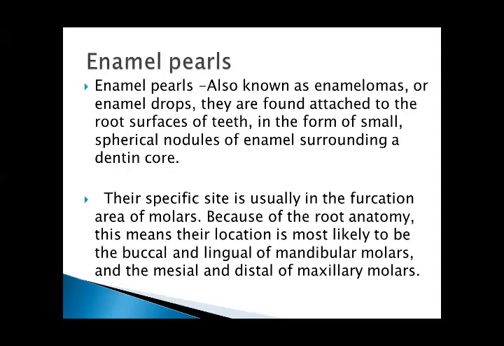Pearls, also known as enamelomas or enamel drops, are found attached to the root surfaces of teeth in the form of small spherical nodules of enamel surrounding the dentine core. Their specific site is usually in the furcation area of molars. Because of the root anatomy, their location is most likely to be the buccal and lingual of mandibular molars and the mesial and distal of maxillary molars.